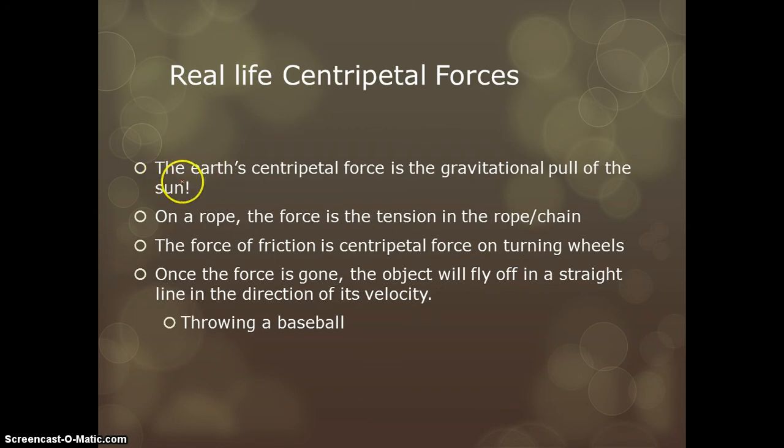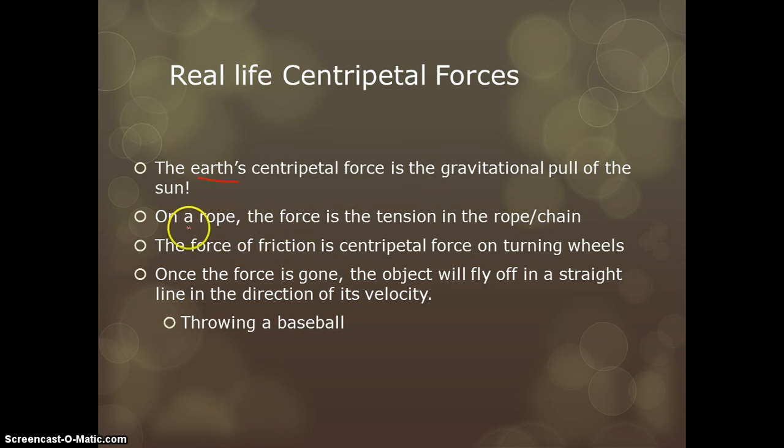Okay, centripetal force can be supplied by lots of different things. When you're talking about the Earth, we're in orbit around the sun. Our centripetal force is supplied by the gravitational pull of the sun. That's what keeps us in orbit. We talked about if the sun were to cease to exist, we would fly off in a straight line through space because that force is no longer there. So the sun's gravitational pull is our centripetal force.